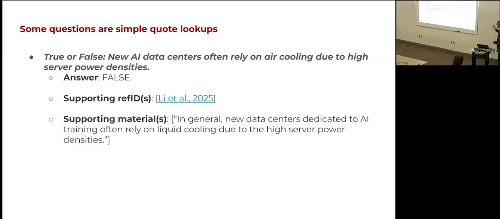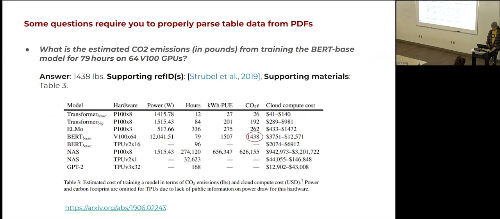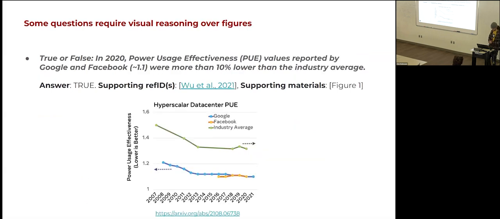Just to give you a few examples very quickly, this is a question that requires the system to find this quote in this paper from Lee et al. 2025. Some questions are going to involve parsing tables from all these PDFs and being able to find the correct values for the question. Some questions are going to require some amount of visual reasoning. So here we're asking, what is the difference between these two lines in the year 2020, I believe? Is that difference at least 10%?